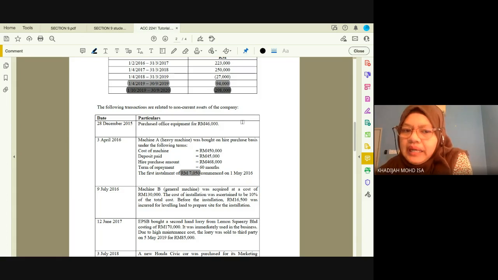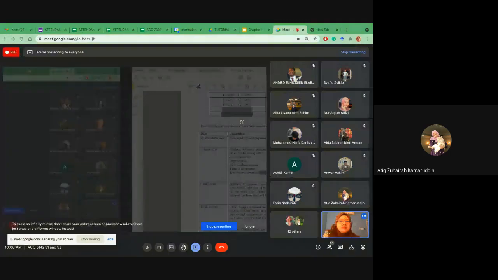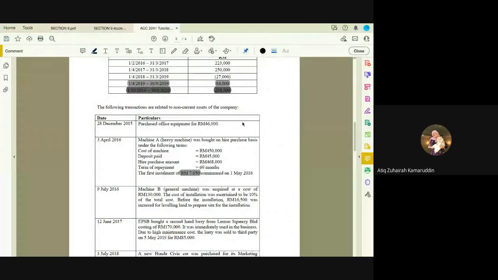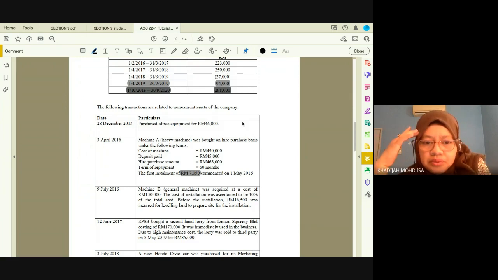Then you compute. IA is 20%. Annual allowance is how much? 20 or 14? 20, because it says heavy machine. But for 2017, we need to add, we need to include also the deposit for QE, right? Add the deposit of 45,000. So it is 119,250. Right?